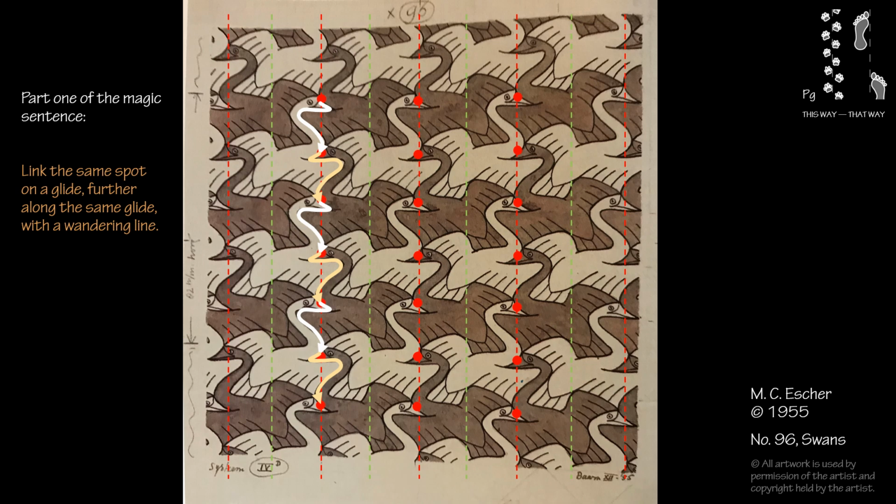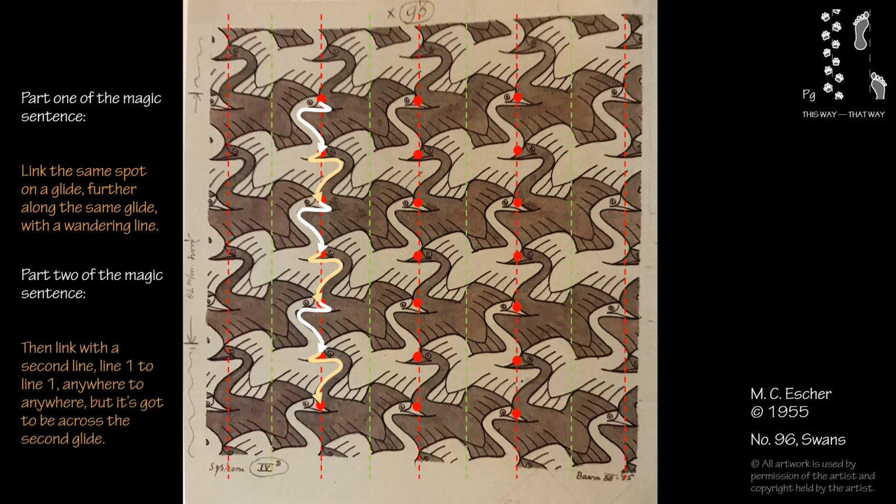Here, the second part of the magic sentence. Then link with the second line, line 1 to line 1, anywhere to anywhere, but it's got to be across the second glide. The yellow line follows this magic sentence, cuts across the second glide guideline, the green one.